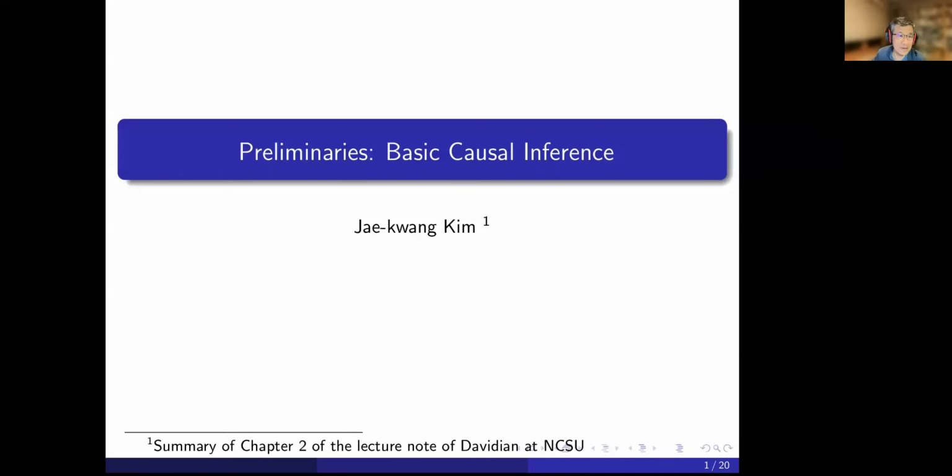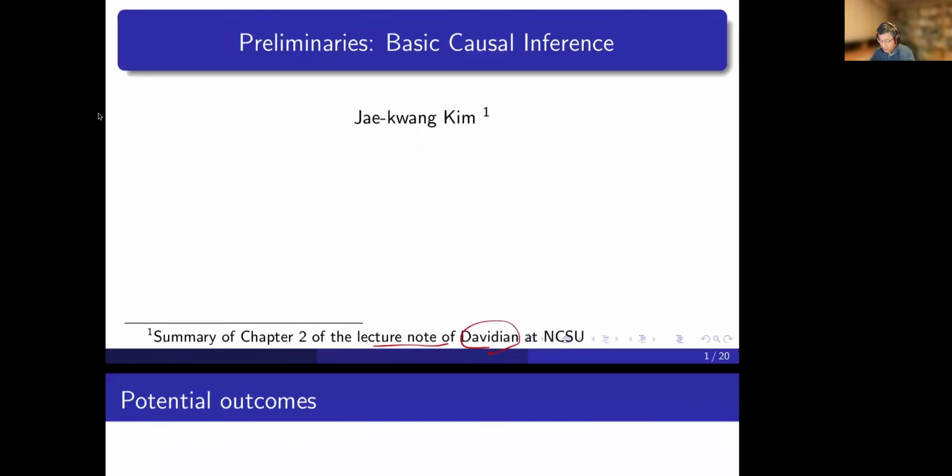Okay, hello everybody. This is a course on dynamic treatment regime, DTR. And I'm going to use the lecture notes of Professor Davidian. This is Chapter 2, summary of Chapter 2, which is Bayes causal inference.